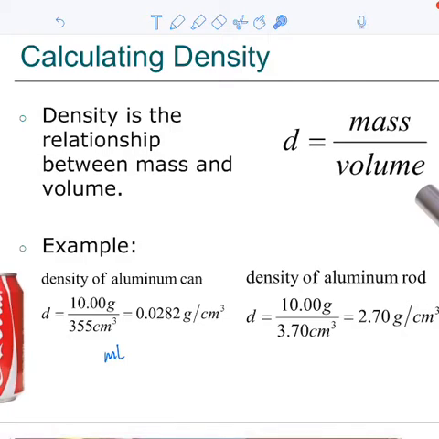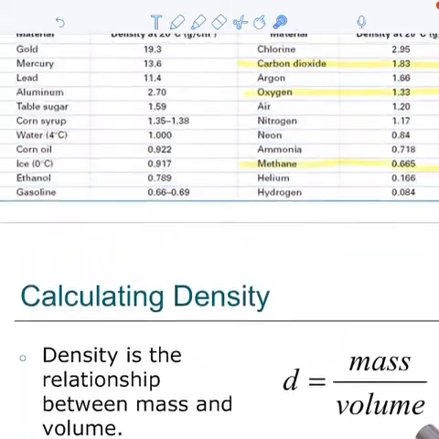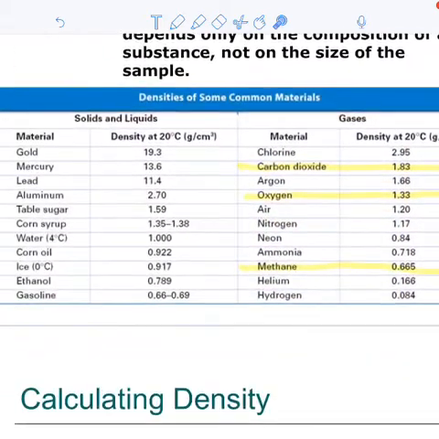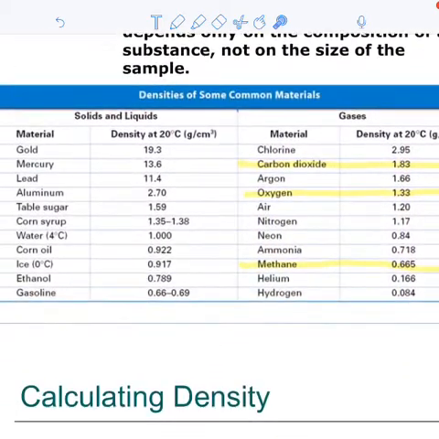Now, this isn't just true of solids. This is also true of gases. So if we look back at this table here, I've highlighted 3 different gases, things that we find in our daily lives. Carbon dioxide is what we're breathing out. Oxygen is what we're breathing in.